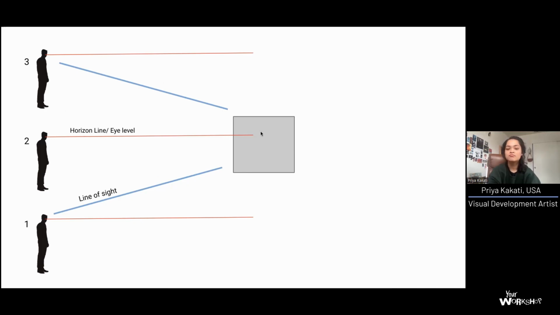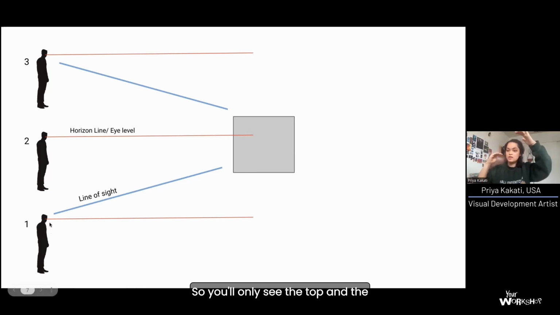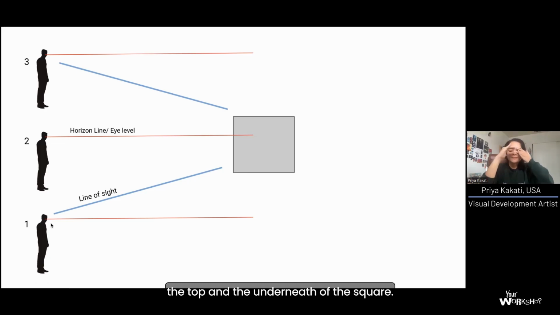You can see right now that this square is below, like I mentioned, the eye level of number 3 and above the eye level of number 1. So you'll only see the top and the underneath of the square.